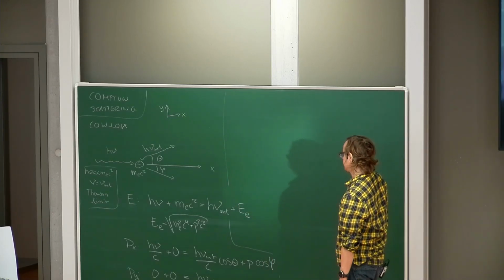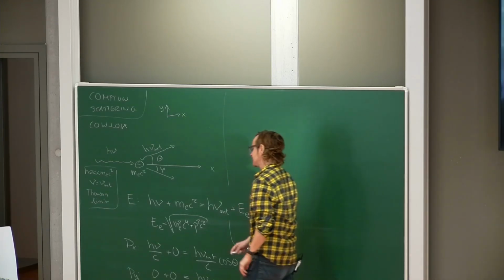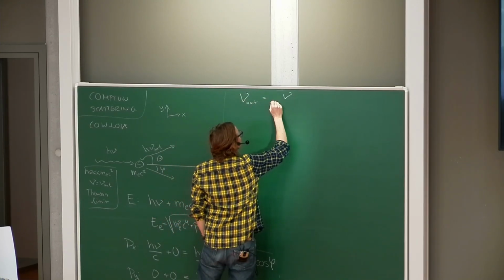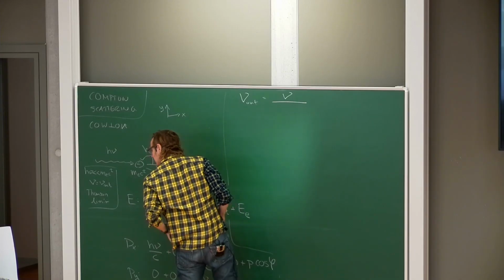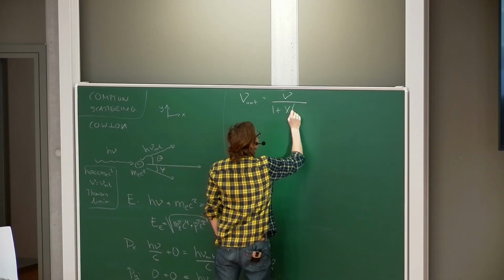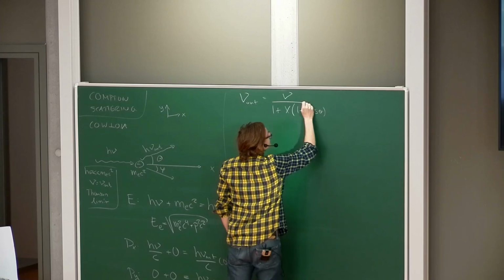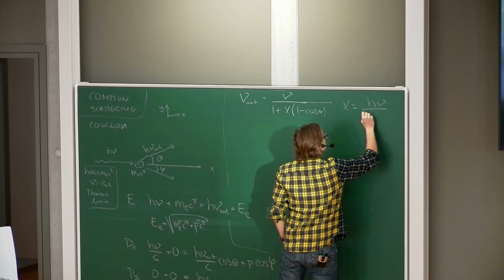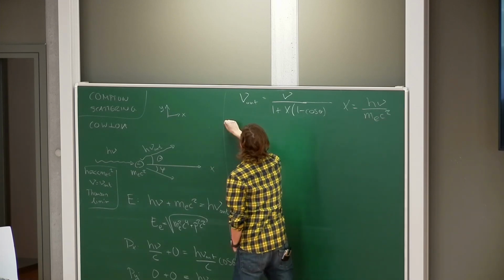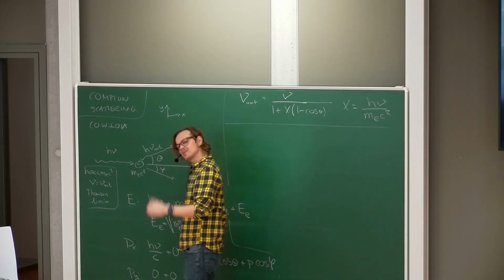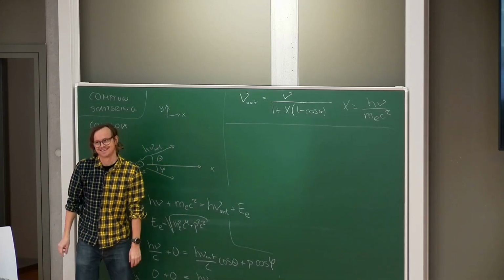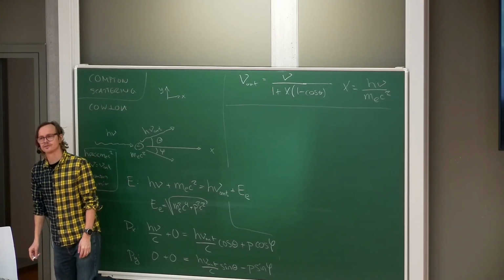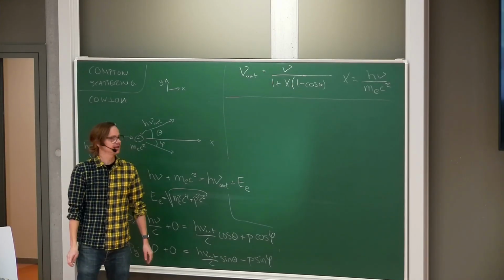Three equations, three unknowns. Our task is to show that nu out is nu in, or nu as I called it, over 1 plus x times 1 minus cosine of theta, where x is h nu divided by m_e c squared. Okay. So we can just do this. Simple task. Well, people have been doing this, right? So we know that this should work out. But I thought we will actually do it, okay?